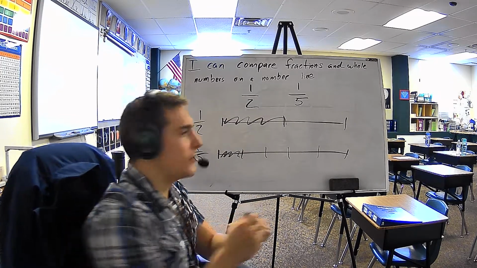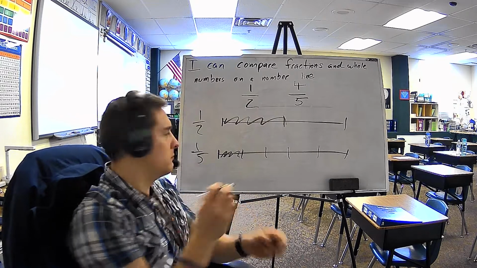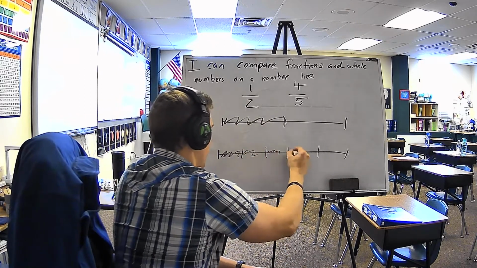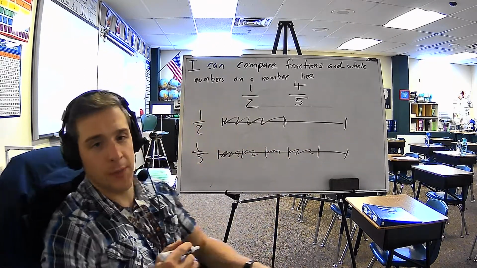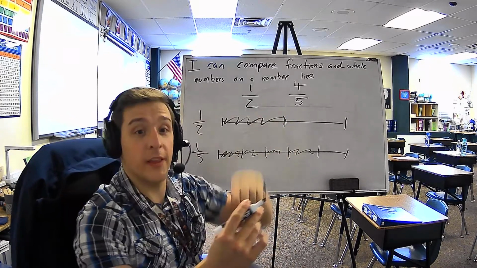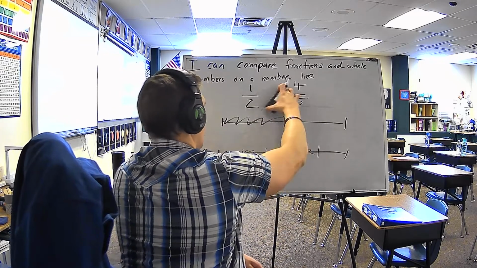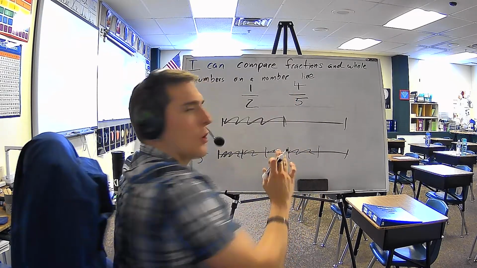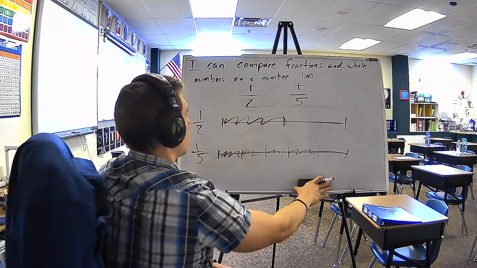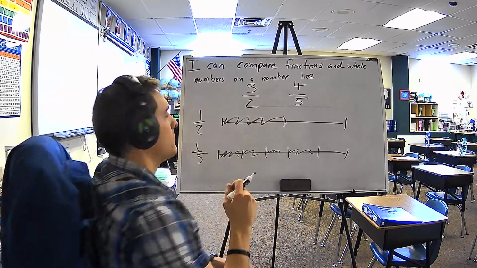But what happens if I do this? Change that to 4/5. Now it's 1, 2, 3, 4. Now which is bigger, 1/2 or 4/5? 4/5 is larger. And so now it would be like that. But what if I did this now? What if I changed this to a 3?